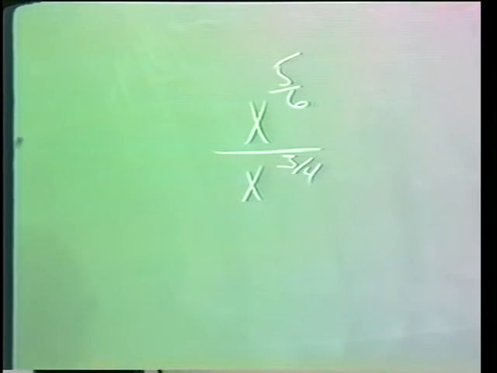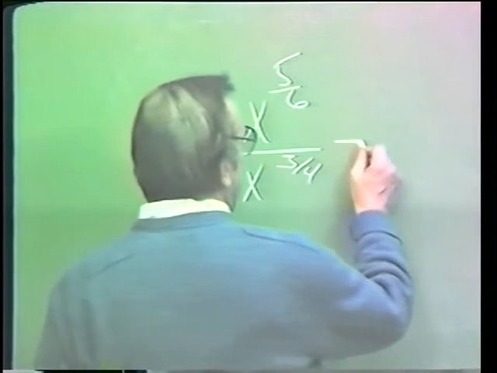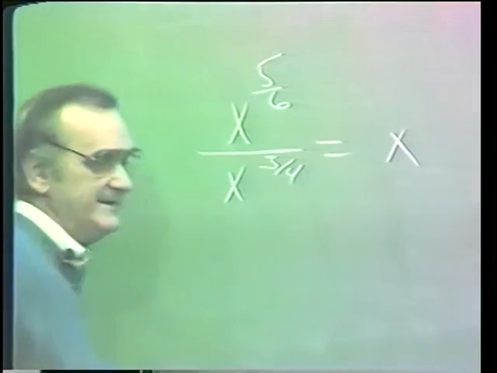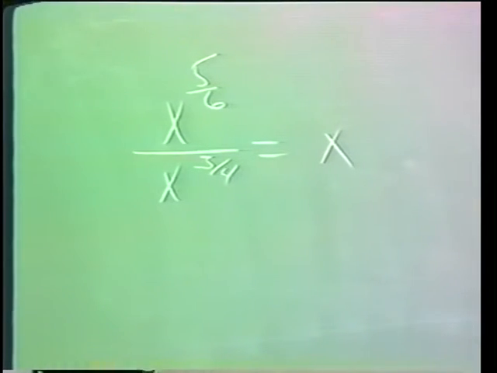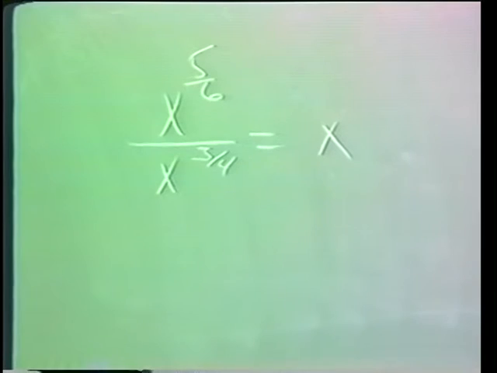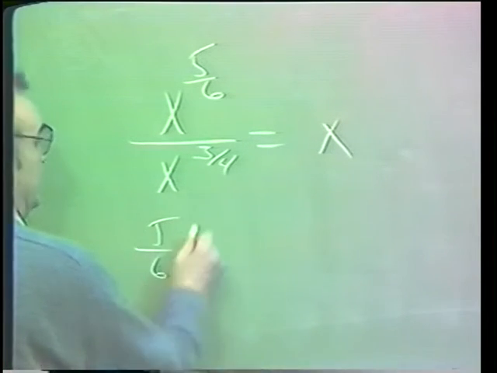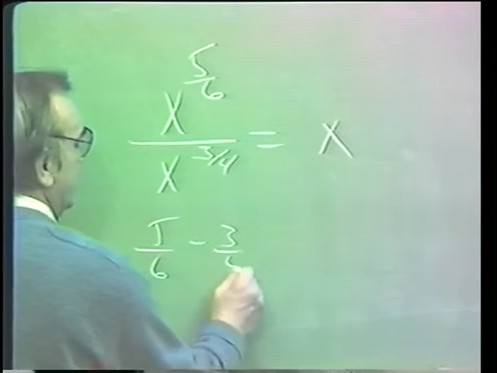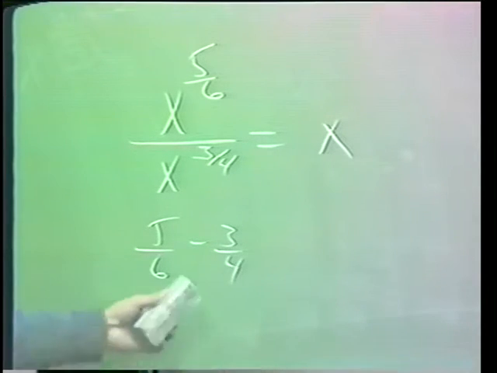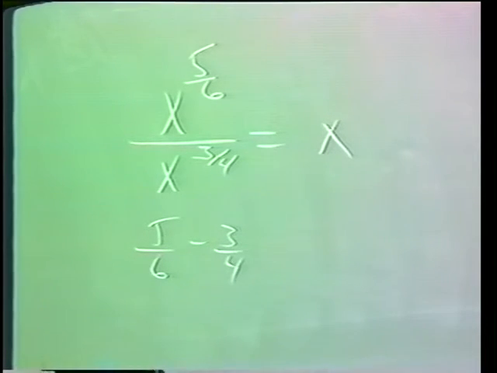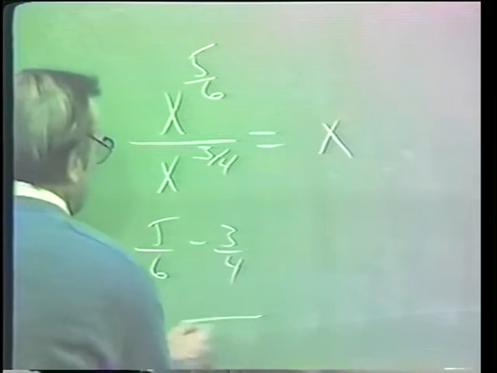Okay, let's see how we get it. We're dividing like bases. Well, we said anytime we divide like bases, we keep the base and we subtract the exponent. Now the word subtract means add the opposite. So we have 5/6. The opposite of 3/4 is a negative 3/4. Now our job is to combine these. Well, in order to combine these, we have to find an LCD.